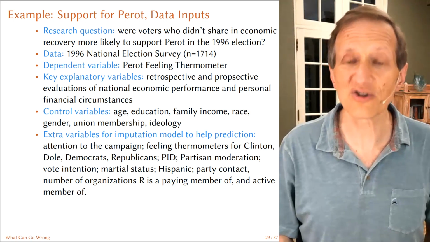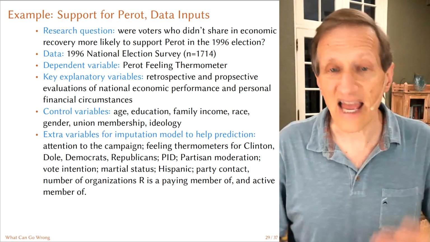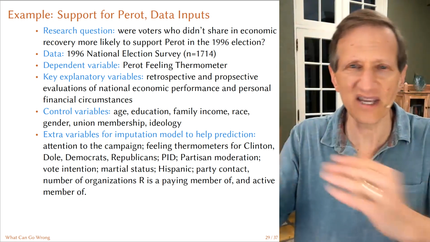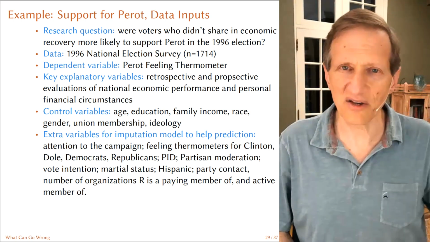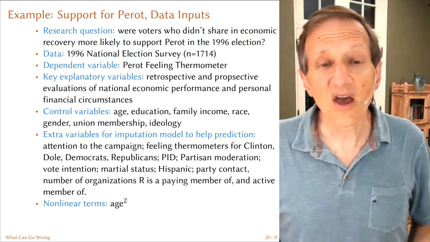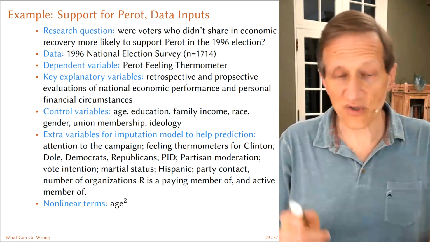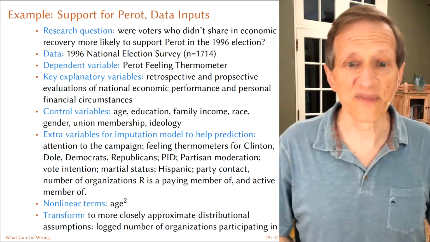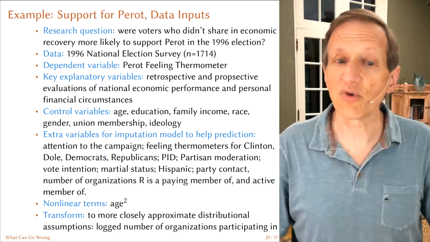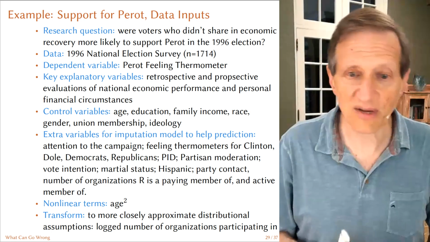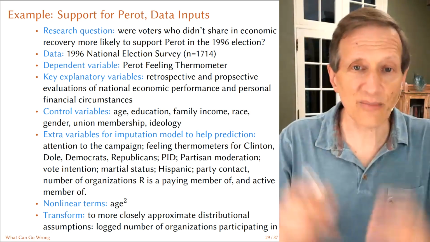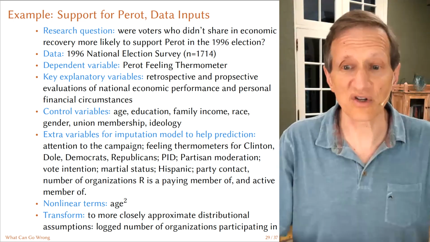This step is often skipped, but it's a big mistake to skip it. You should really keep it and look for other variables that might help you impute not only your dependent variable but each of the variables that you're interested in imputing. We put in a nonlinear term because we were concerned about the nonlinearity of the effect of age, and we transformed variables to more closely approximate the distributional assumptions. In particular, we had the number of organizations participating in this election, and we took the log of it.